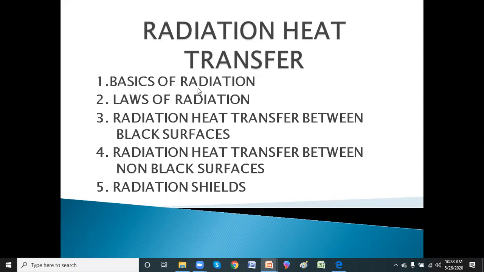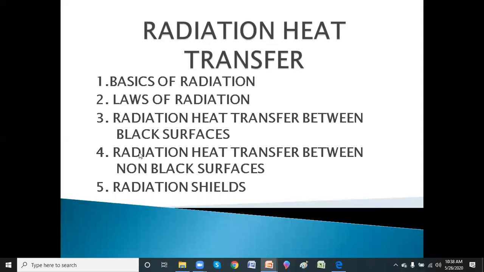So the first one is the basics of radiation. Already we discussed that. Then the different laws of radiation, that also we have discussed, like Planck's law, Kirchhoff's law, Wien's law, etc. Then we have radiation heat transfer between black surfaces. That's a very important concept because you can expect problems based on this particular topic in your examination.